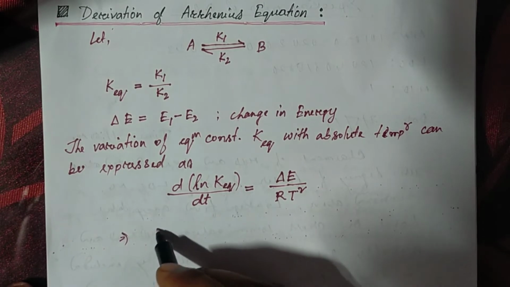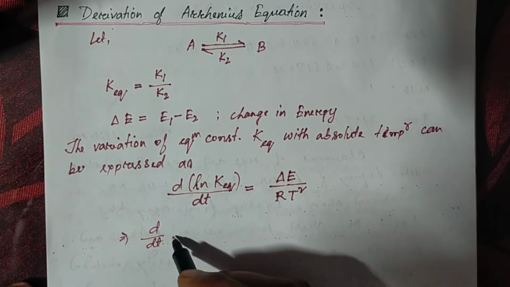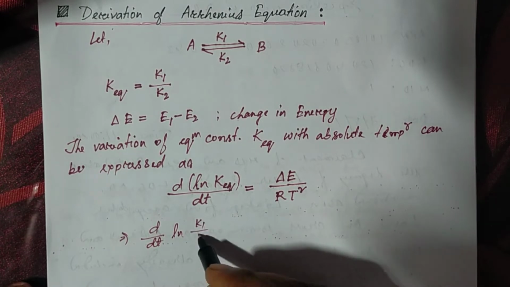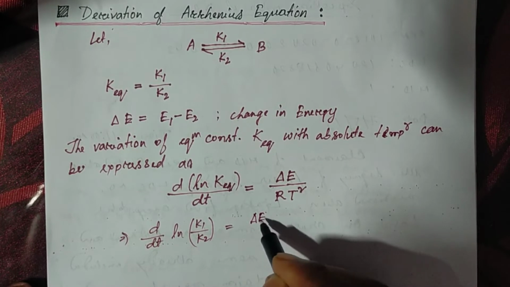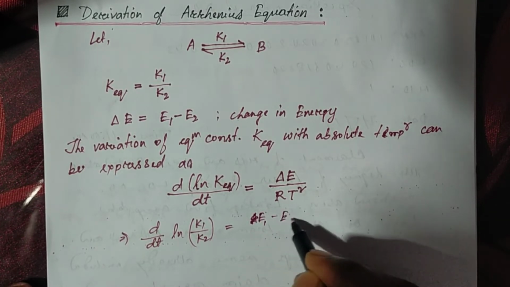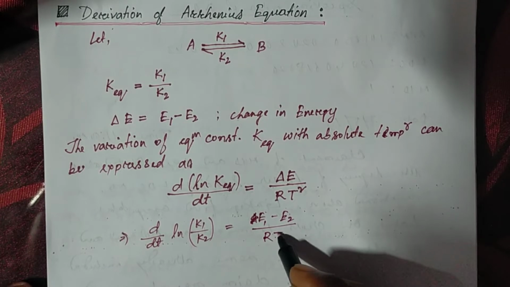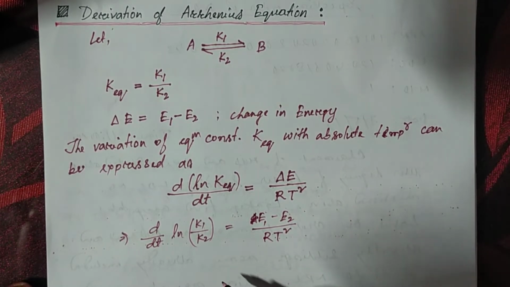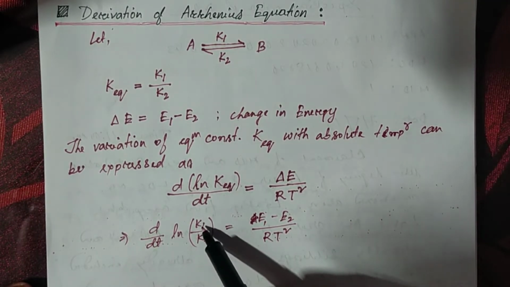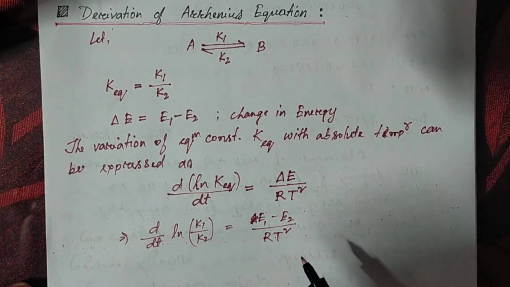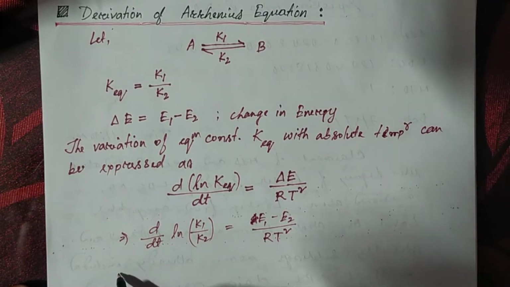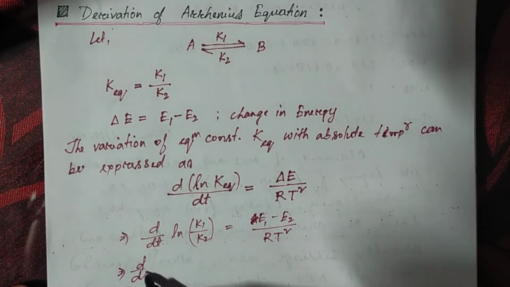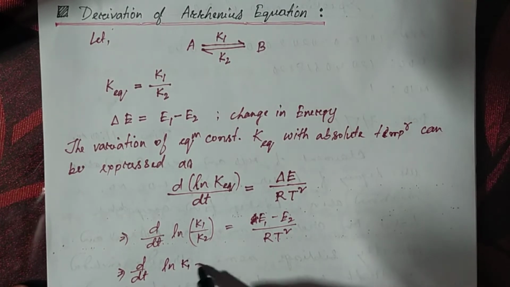So we will put this value of K equilibrium: d by dT of ln K1 by K2 is equal to E1 minus E2 by RT square. Here K1 is the rate constant for the forward reaction, K2 is the rate constant for the backward reaction. Next we can write d by dT of ln K1 minus ln K2.